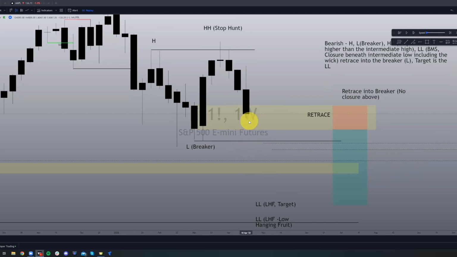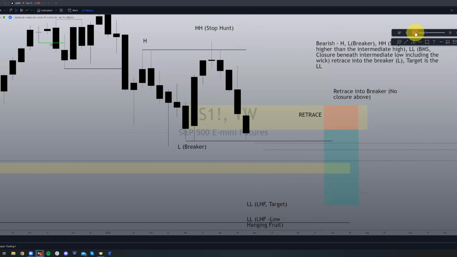Now, the way liquidity works in the market, as soon as we break a liquidity level, it reverses. But how it breaks it determines where we go. No closure above it, retrace back down. Closure below, just a retrace, and then we're going to go lower. So as we start to push into this, we're going to pay attention to see what it tries to do.